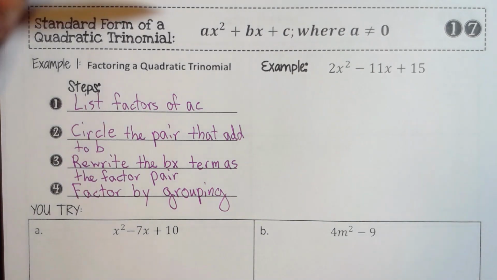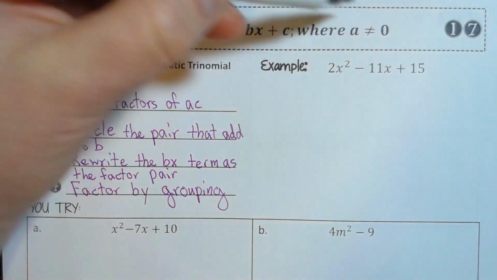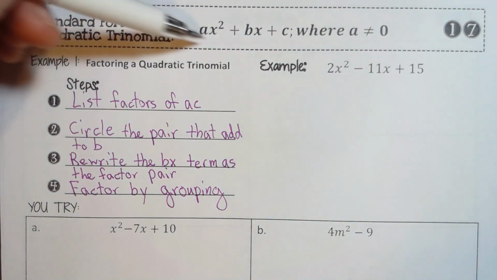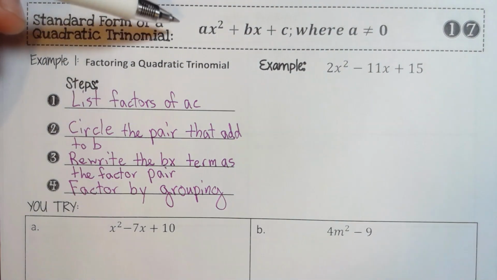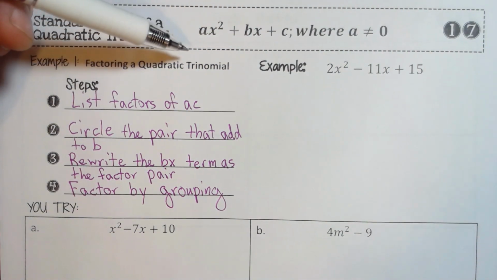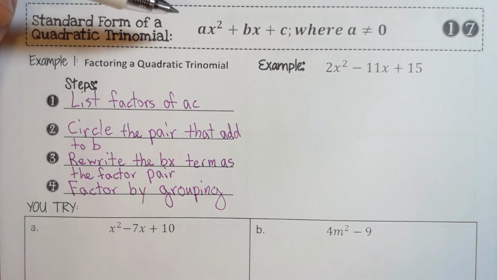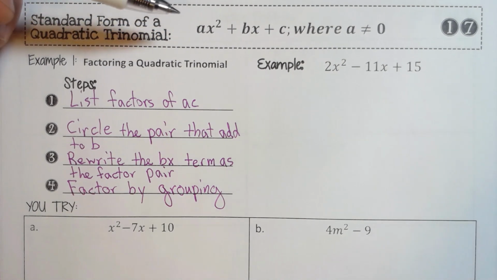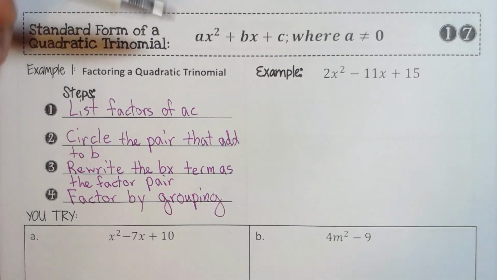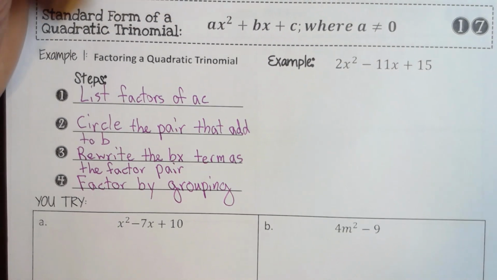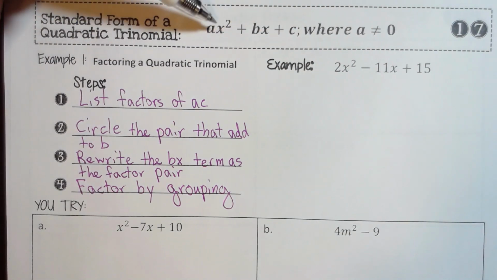Okay. I also want to point out what all this means. This is standard form of a quadratic trinomial. We see quadratics as trinomials a lot. This is normally how we see them. And we want to be able to break them down into binomials so we can use our zero product property, right? Which is what all these steps are about us being able to do.